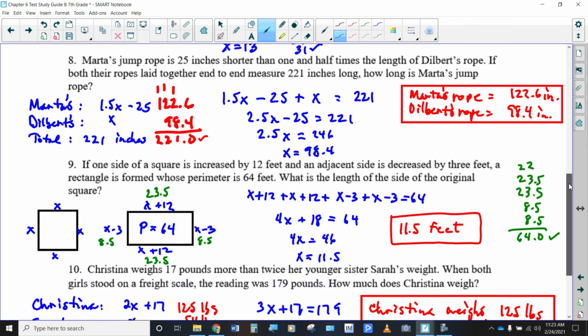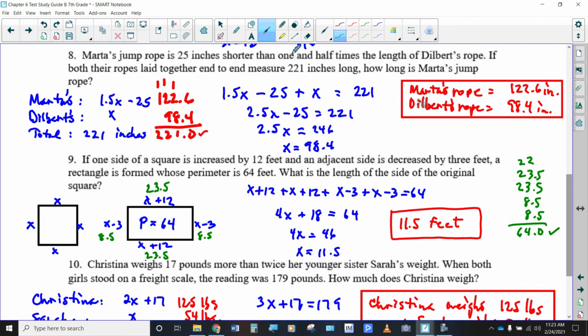Marta, she has a jump rope. It's 25 inches shorter than 1.5 times the length of Tilbert's rope. So if we make Tilbert's rope the x, then hers is 1.5 times that minus the 25, right? Because it's 25 less or 25 shorter then. So then when we combine like terms, you've got your 1.5x plus your x is 2.5x minus 25 is 221.